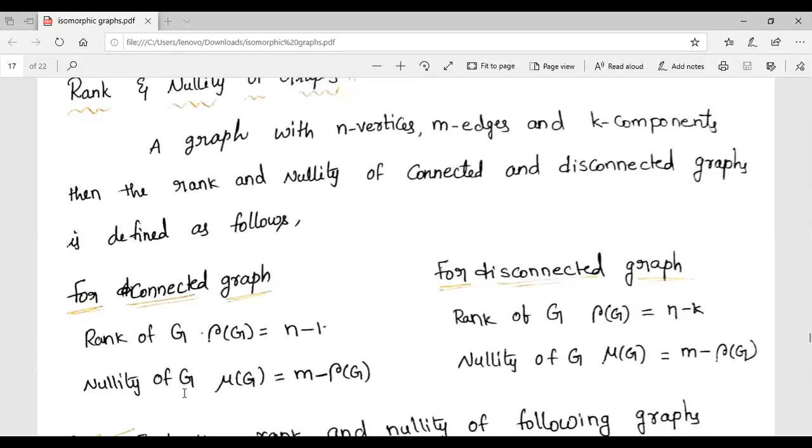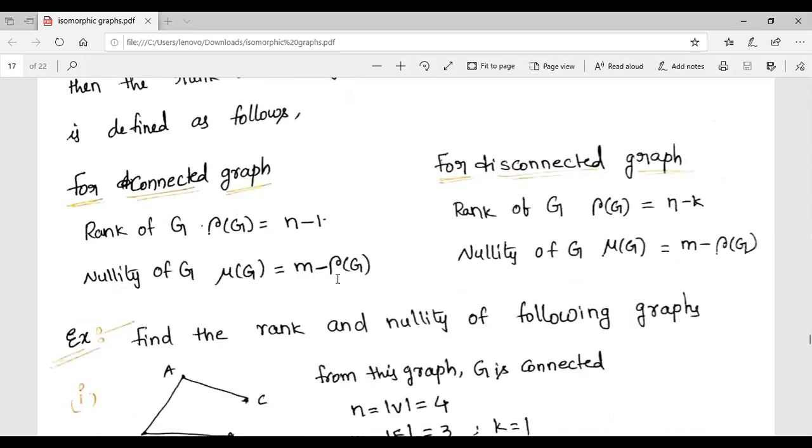The nullity of G is denoted by mu of G. The formula is m minus rho of G. Here m represents the number of edges, minus the rank.